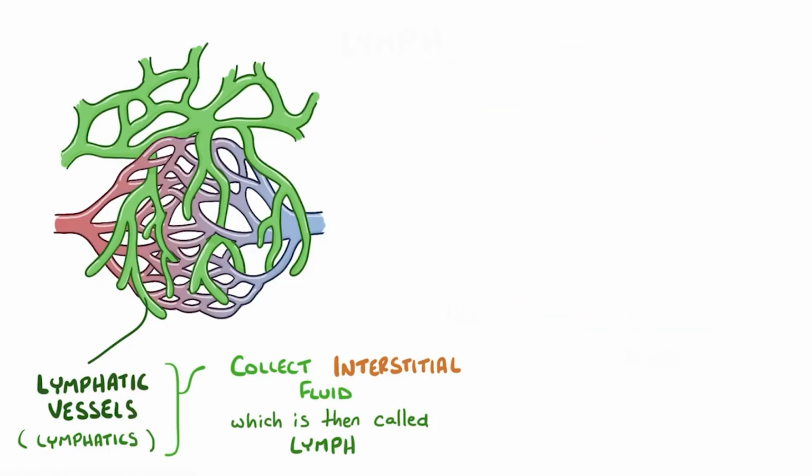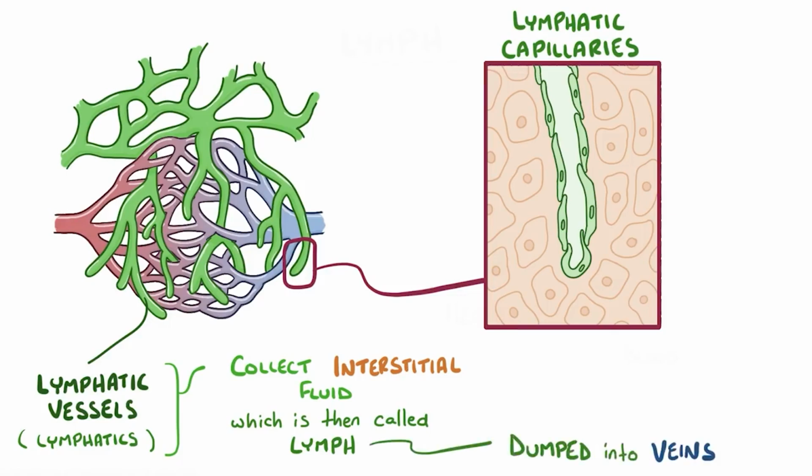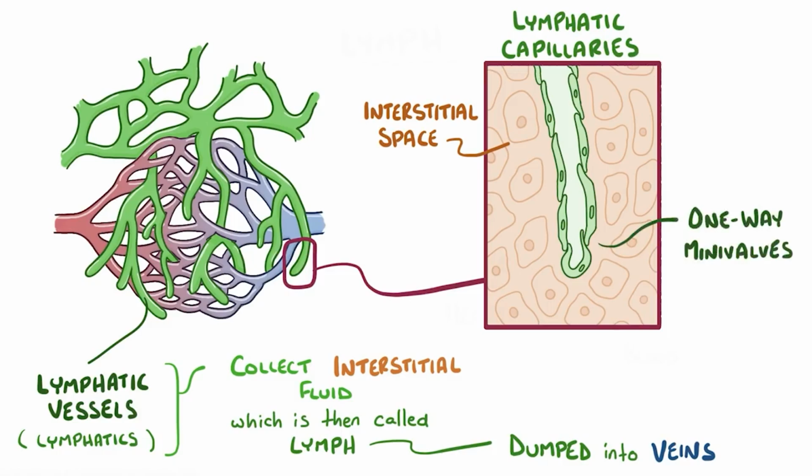Unlike the circulatory system, the lymphatic system isn't a closed loop, because fluid and proteins make their way into the microscopic lymphatic capillaries, and all of the collected lymph is dumped into the veins. Lymphatic capillaries are the smallest lymphatic vessels, and they're located throughout the interstitial space. They are extremely permeable because their walls are made of endothelial cells that only loosely overlap, forming one-way mini-valves.